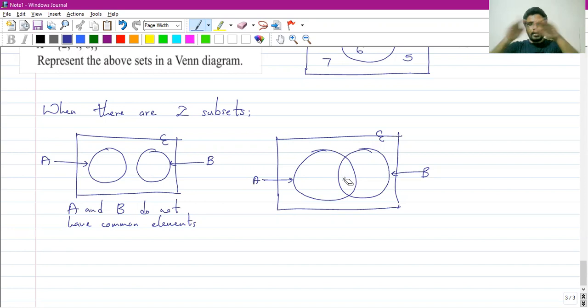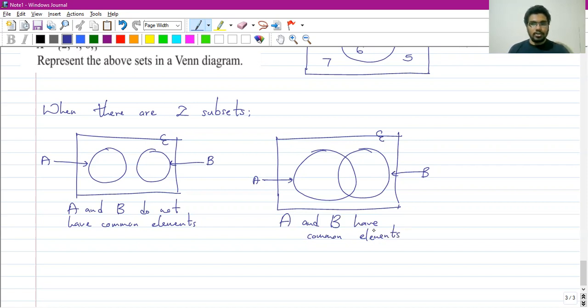So they intersect like this way. That means there are common elements for A and B. There are common elements for set A and B. So we can write: A and B have common elements.